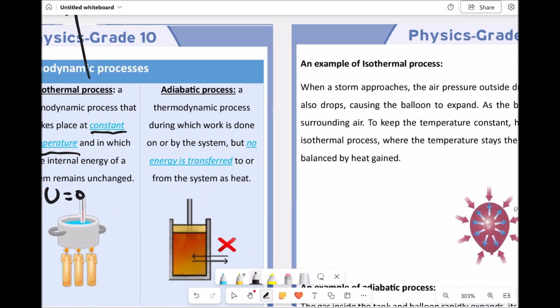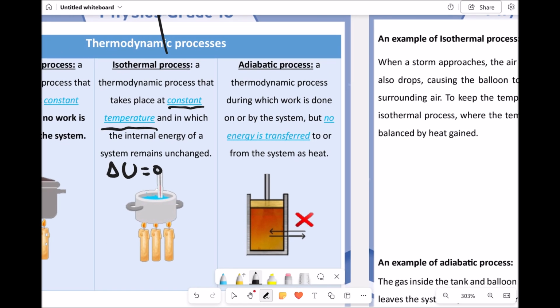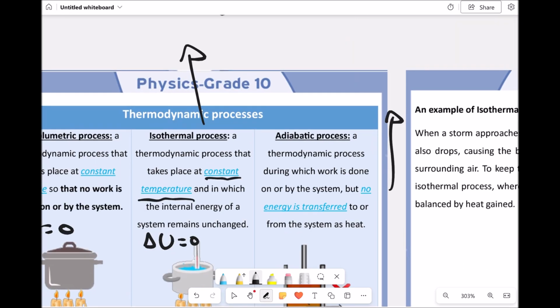We have adiabatic process. Adiabatic process happens when there is no energy transferred. Why is there going to be no energy transferred? Because it happens very rapidly. Adiabatic process happens very rapidly, and there will be no time for energy to be transferred.